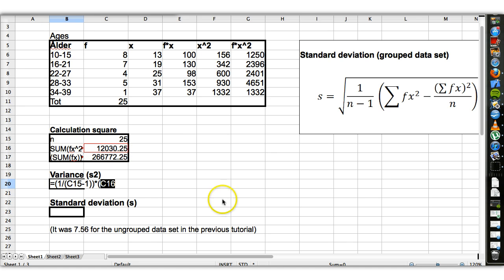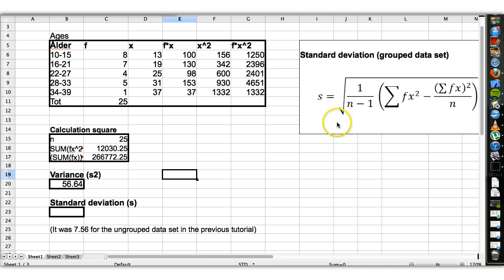So we just highlight that, minus, need another parenthesis there, and we're going to have the sum of f multiplied by class centers and then raised by 2, divided by our n, and I'm going to close that parenthesis and then close it again. I think we have all the parentheses we need. Yes, we do. Hit enter and we get our variance, which is 56.64.